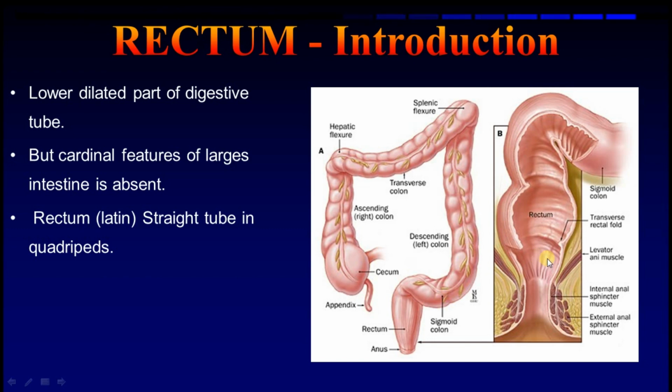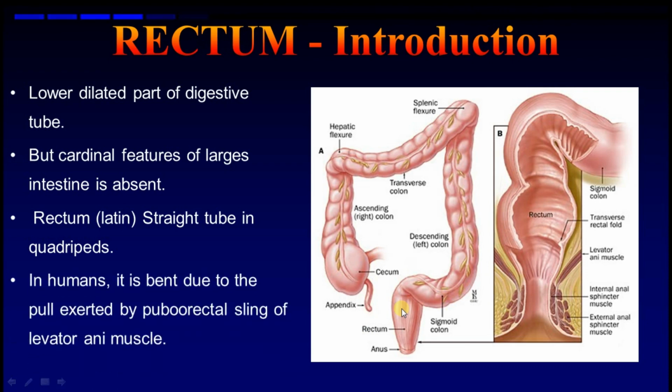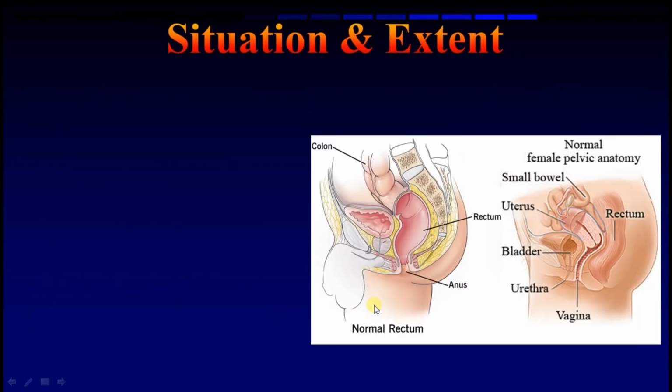Now, the term rectum in Latin means straight, like rectus abdominis muscle, rectus sheath. Anything rectum means it is actually straight, but this term holds true only for the quadrupeds who walk on four legs. Only for them is the rectum a straight tube. Whereas in humans, the rectum is not straight and it is bent forward. You have a flexure of the rectum which is maintained by the puborectal sling of the levator ani muscle.